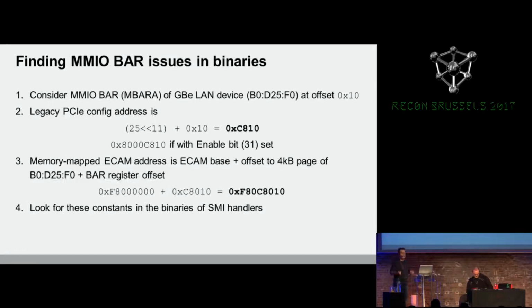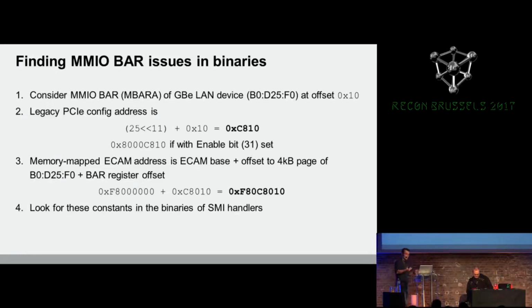So one way of finding those types of issues is to find places where SMI handlers or the firmware read the contents of the base address register. We know the address of the base address register for every device. For example, the GB LAN MMIO BAR has multiple MMIO ranges. One of them is the so-called MBAR A, which is defined by offset 10 hex. And the GB LAN device is bus 0, device 25, also 29 I think, function 0.